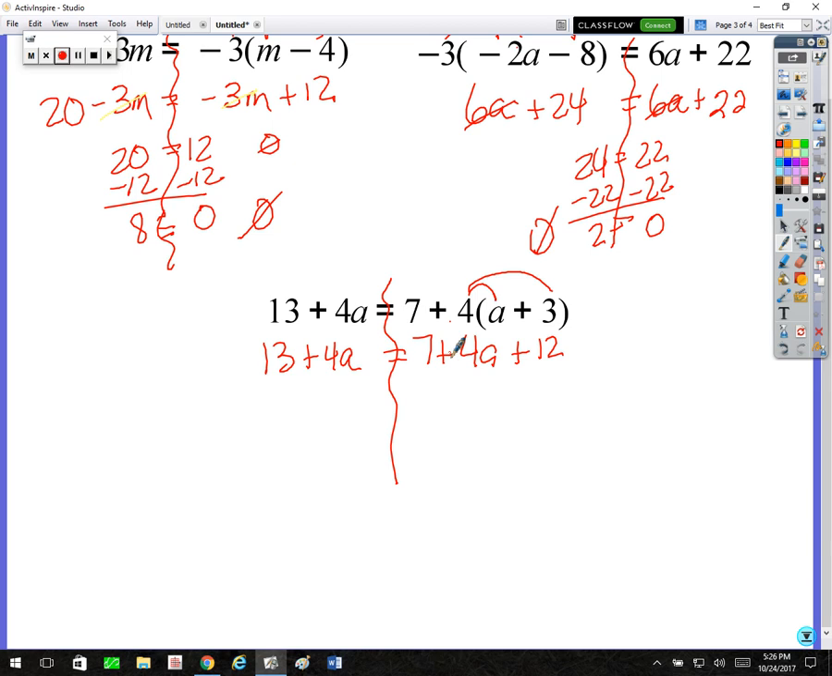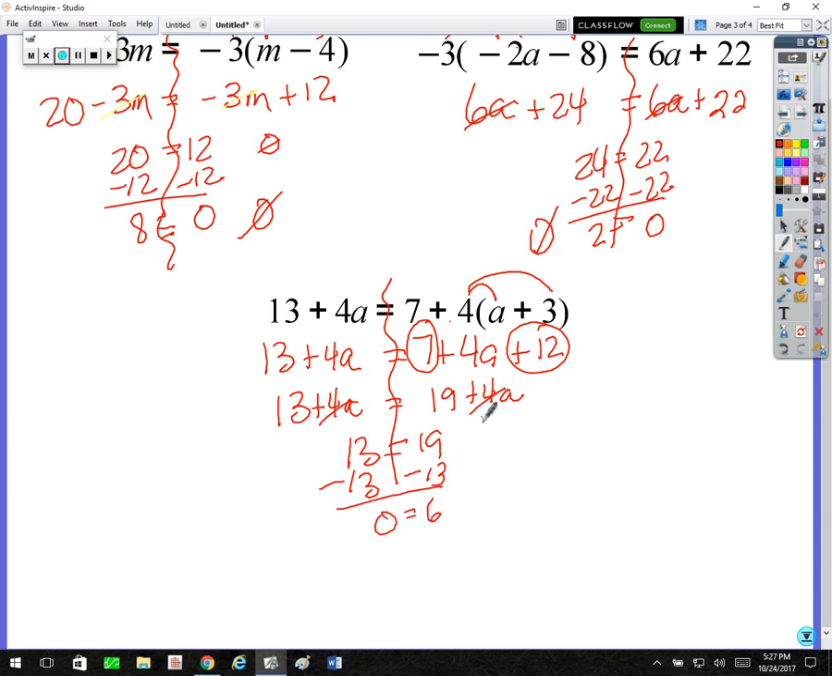Got a little work to do. We're not finished on this side yet because we have a circle and we have a circle. So we have to finish this out. 13 plus 4a equals 7 plus 12 is 19 plus 4a. Look what I see here. This variable has the same number on both sides. So 13 equals 19. And if I want to finish this out, 0 equals 6. Remember, if it's false here, it's going to be false here. But we like to work it on down as far as we can get it before we finish. So this one also is a no solution problem.